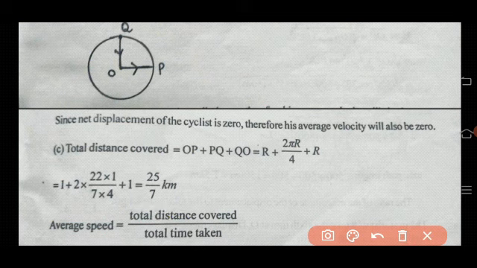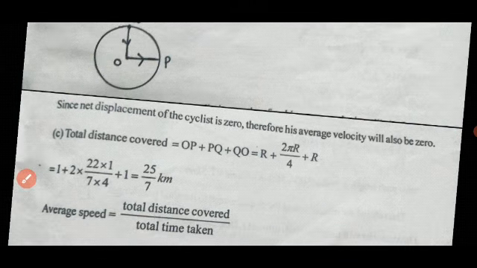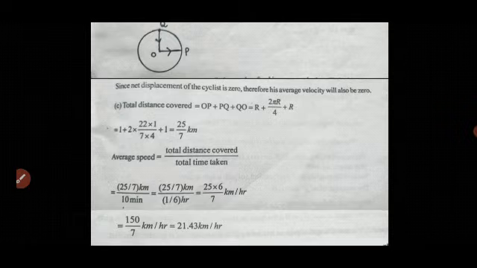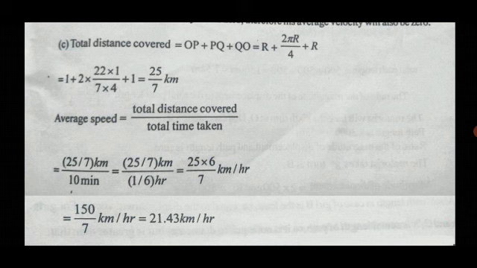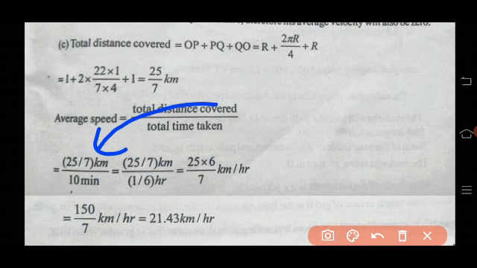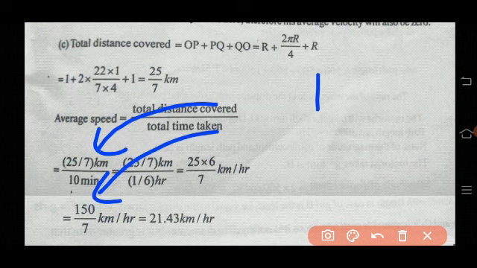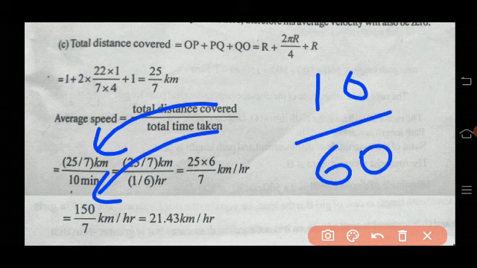Then what is the average speed? Average speed is total distance covered divided by total time taken. They have given the total time taken, that is 10 minutes. We found the total distance, that is 25 by 7 kilometer. So substitute. Total distance is 25 by 7. Then total time taken is 10 minutes. You can convert it into hours by dividing by 60. So 10 minutes by 60 minutes is 1 by 6 hour.